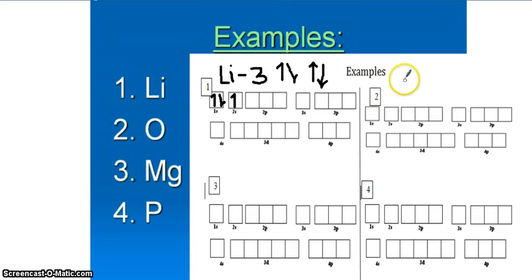Let's look at oxygen. For number 2, we're going to do oxygen. Make a note and write the letter O there so that you'll know which element you did. When I locate oxygen on the periodic table, I see that it is element number 8. That means I'm going to fill up the boxes until I have a total of 8 arrows, because each of the arrows represents an electron. I'll fill this one. That's 2. I'll fill the 2s. That's another 2. And I still have 4 electrons left because I've just placed 4.